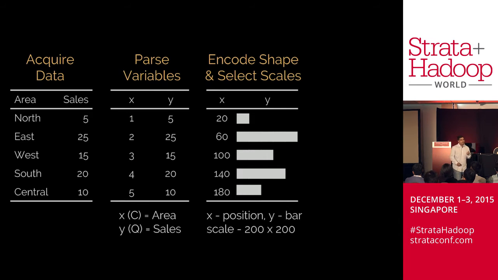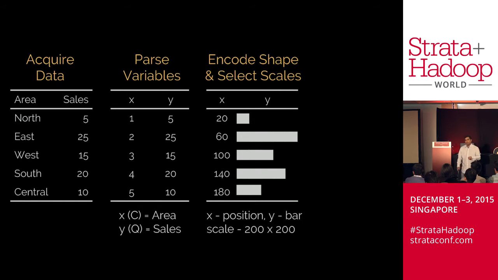And then I encode it into a shape. And let's say we were trying to construct a bar chart. So I encode the Y, which is the sales, into a bar. So the length of the bar is literally showing how long it is. And because I need to map it onto a pixel map of, let's say, 200 by 200, I map X as positions, so I know which positions I want to show them. And I make the bar according to that size, right? So I basically encode the shapes and select a scale and make it.